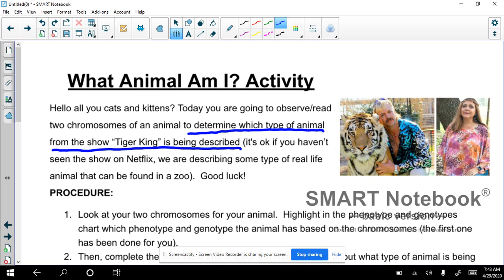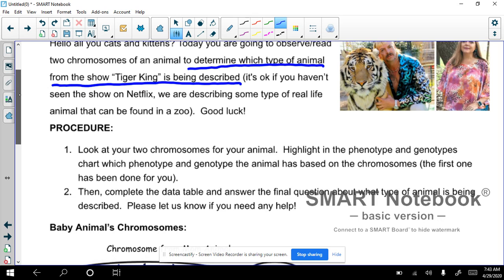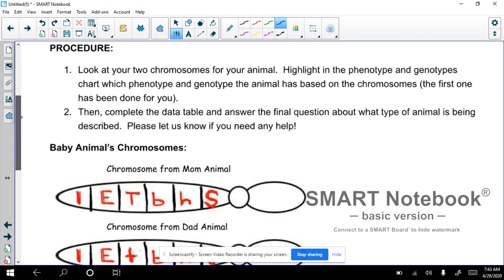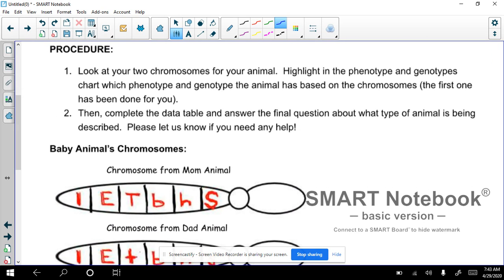Okay? So, scrolling down, let's look at what we're going to be doing today. It says procedure. We are going to look at our 2 chromosomes for our animal. We have to highlight in the phenotype and genotypes chart which phenotype and genotype the animal has based on the chromosomes.